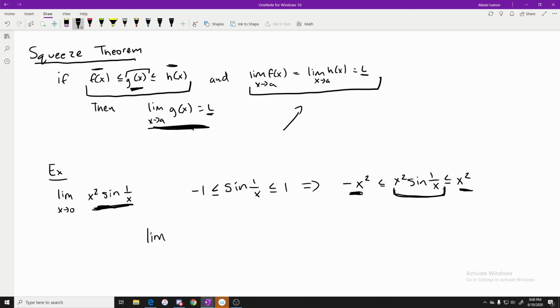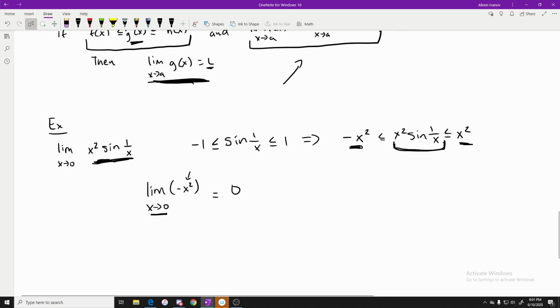So the limit of minus x squared as x approaches 0, we know that this is 0 because x squared is a polynomial function, and we know from direct substitution that we can just plug the x value in if we're dealing with continuous polynomial functions which include this x value in their domain. In this case it does because x squared is continuous. So we can straight up plug x equals 0 into our function and find the value of our limit.